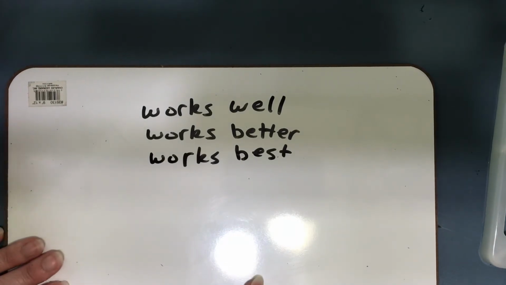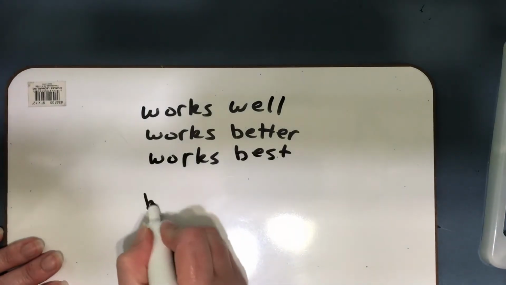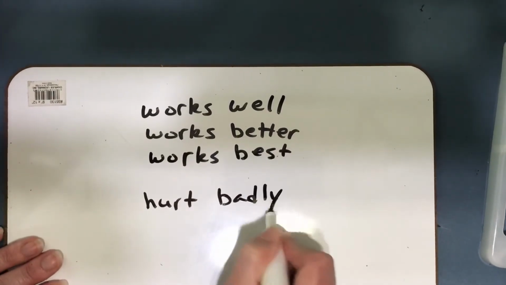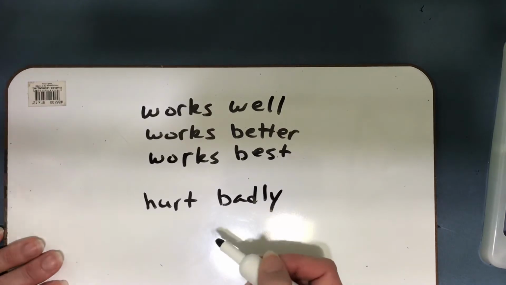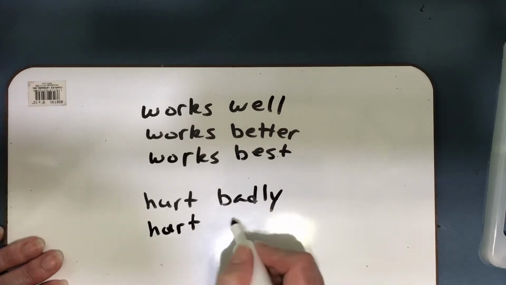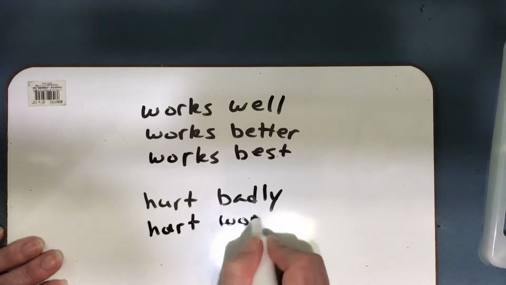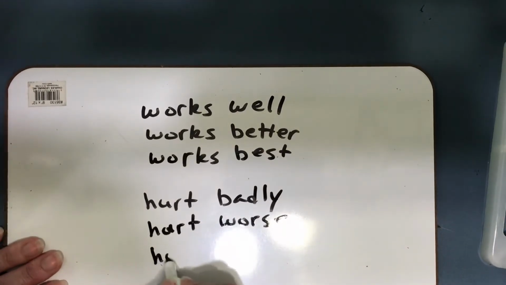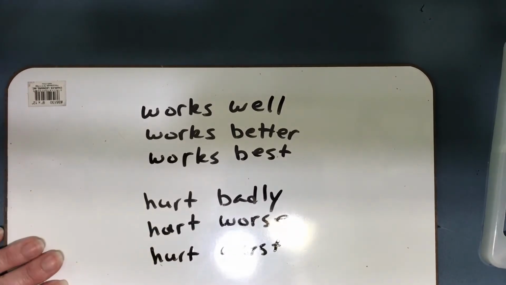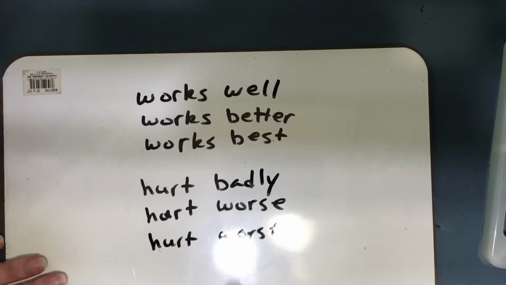Okay, and then with badly, I can say that it hurt badly when I skinned my knee. Okay, it tells how it hurt: badly. Or I could say it hurt worse when I had to get stitches. And I could say that it hurt worst of all when I broke my arm. Okay, notice we're telling how on all of these, how the action happened.